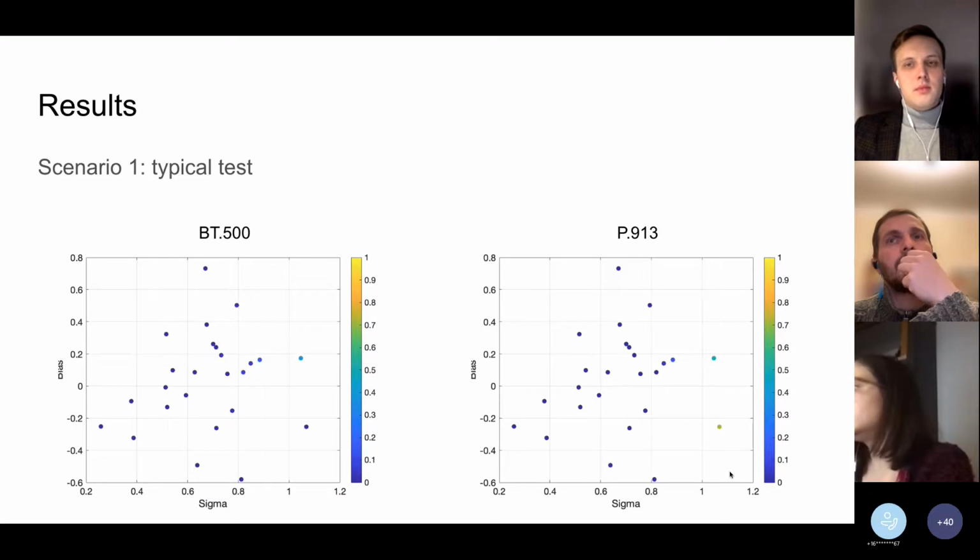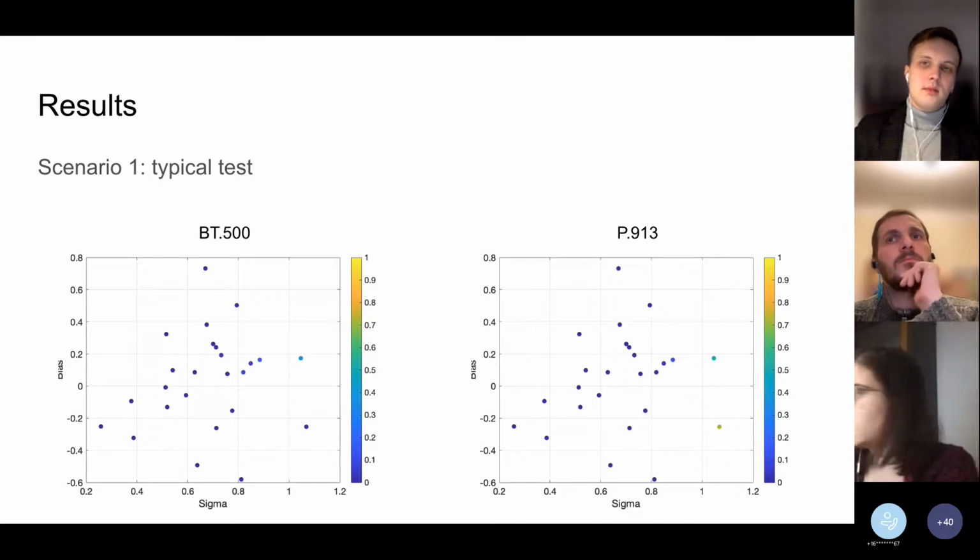We see that there is some sort of correlation with the PVS sigma, in the sense that as the sigma increases, the colors get progressively lighter, while for the bias, we don't see any such effect, because they're basically distributed along the axis.